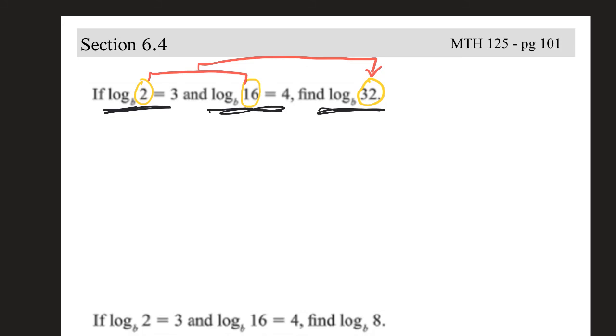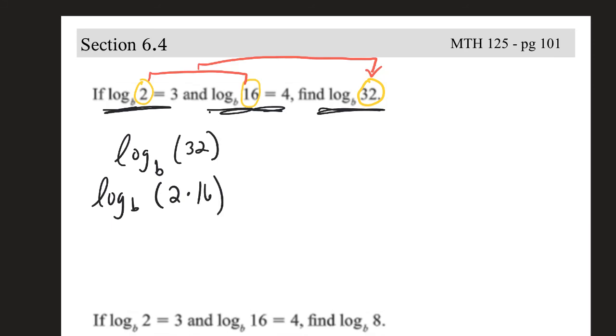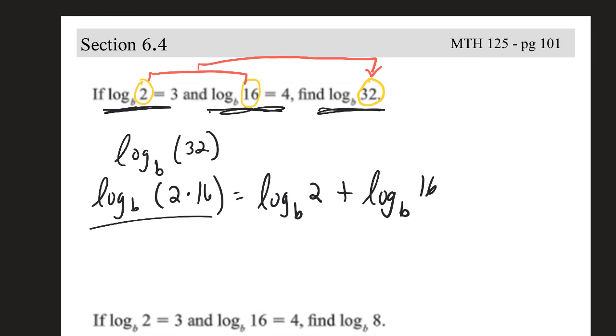I could say that log base b of 32 is the same thing as log base b of 2 times 16, right? And I also can say that I can expand this and make this log base b of 2 plus log base b of 16, because we know the product rule, and the product rule we can expand it. Well, it just so happens that they've told us that the log base b of 2 is 3. And they've told us that the log base b of 16 is 4. So 3 plus 4 is 7. And so I can say that the log base b of 32 is 7.